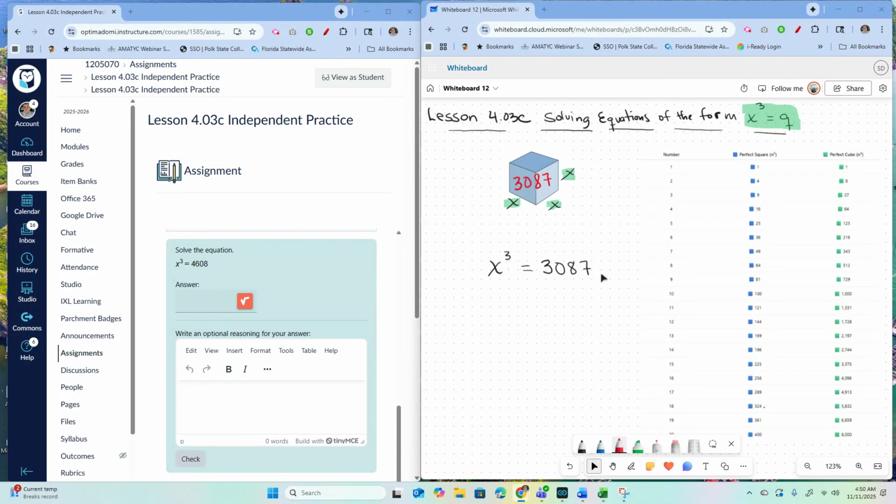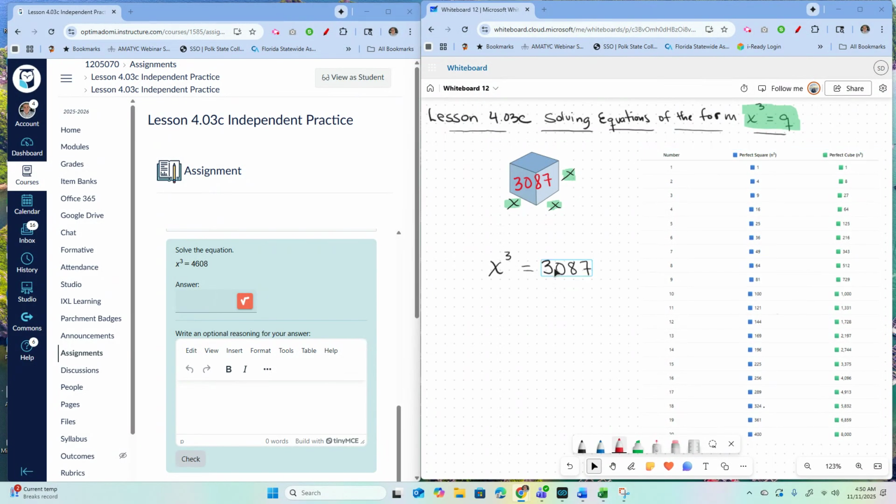And what we want to do is find out who x is, what number you raise to the third power that will give you this big number here, 3087. You can see it's a little bit different than the original problem. Okay, and imagine every time you have these equations with x to the third power, imagine a cube where the inside of the cube is 3087.